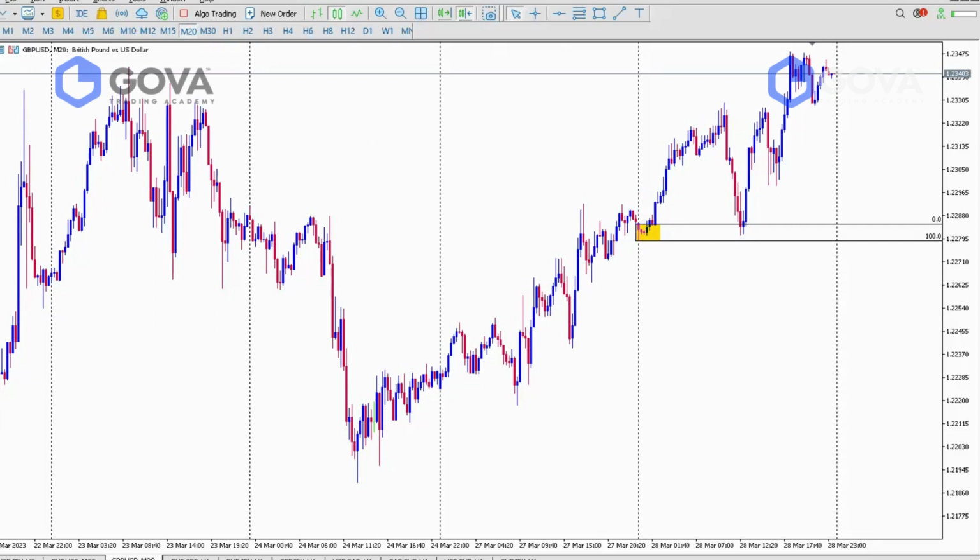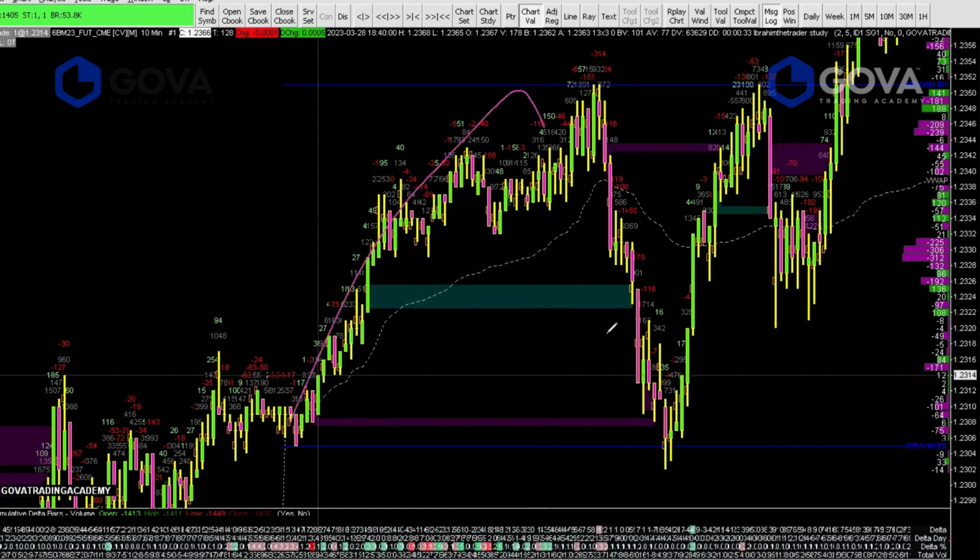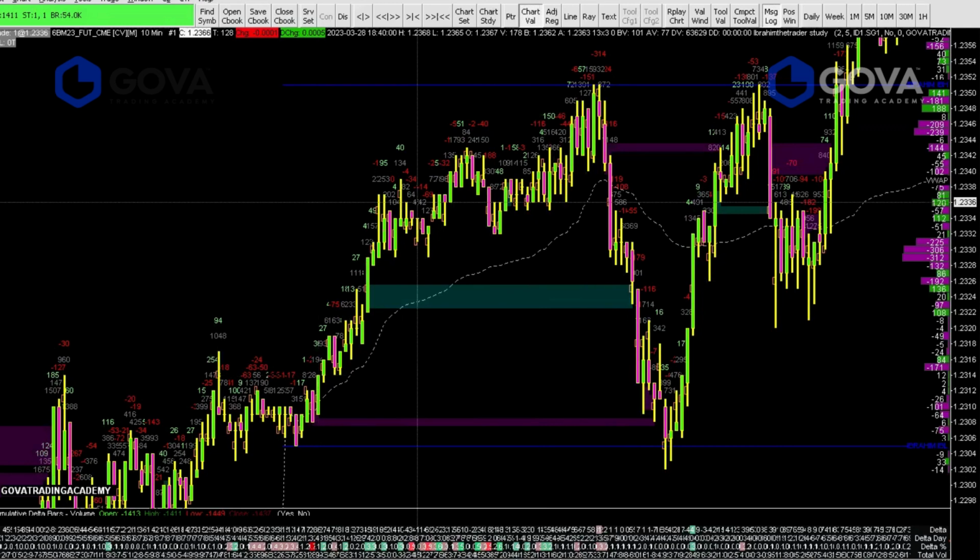On the Sierra chart platform, you can see this is the footprint chart. This footprint chart looks like the candlestick chart I just showed you. On the candlestick chart, we saw a rally in price. Price came back to the zone, then price rallied up again. Now let us look at the daily TPO charts.